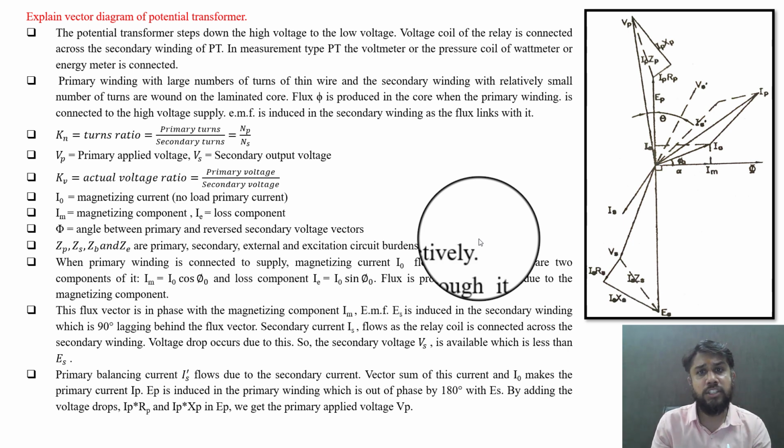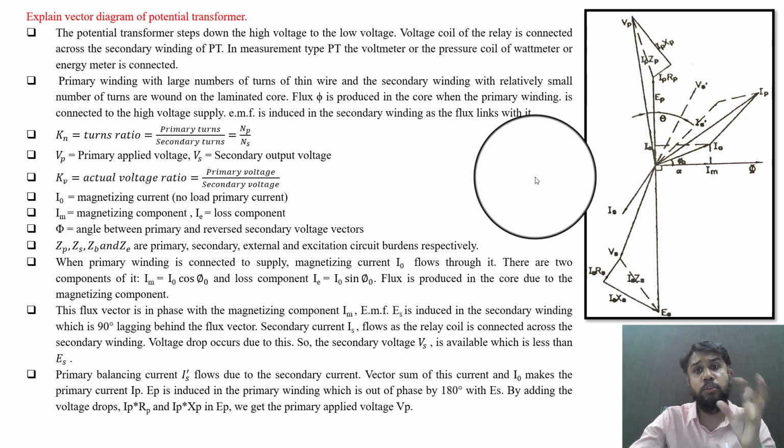Flux phi is produced in the core when the primary winding is connected to the high voltage supply, and EMF is induced in the secondary winding as the flux links with it. So this is how the flux is produced and links with the secondary winding. The turns ratio, ideally Kn, equals primary turns upon secondary turns, which is Np upon Ns. Vp is the primary applied voltage, the high voltage applied on the primary side, and Vs is the secondary output voltage, which is 110 volts or 110 by root 3 volts.